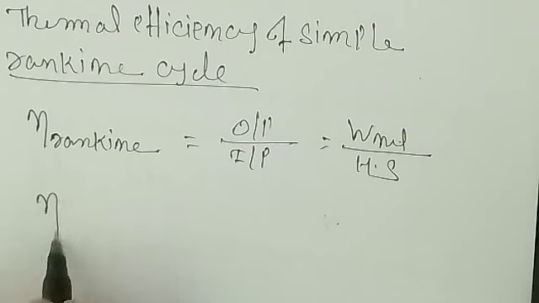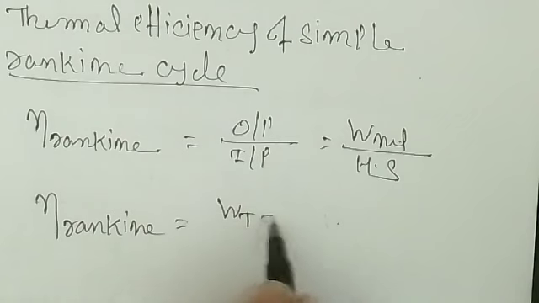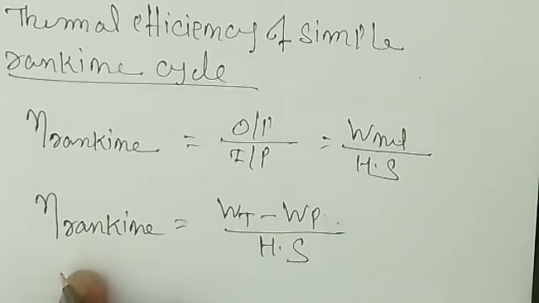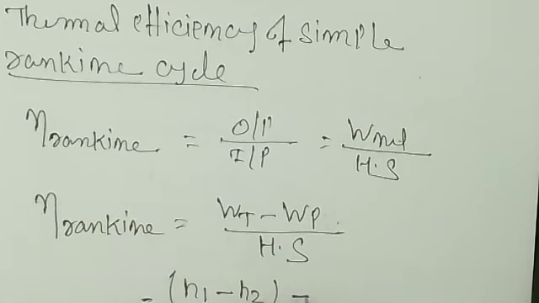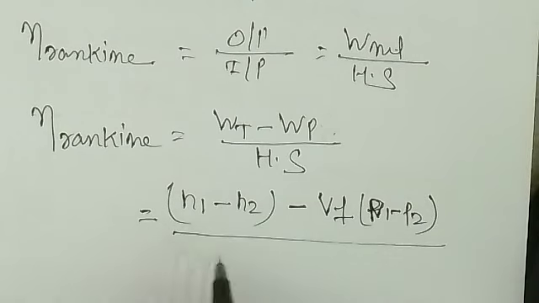That W net is turbine work. So the efficiency of the Rankine cycle, you can say, is turbine work minus pump work by heat supplied. What is the turbine work? That is H1 minus H2, okay, and minus the pump work we have calculated, that is the isentropic work Vf into P1 minus P2. So it is H1 minus H2 minus Vf into P1 minus P2, by heat supplied.